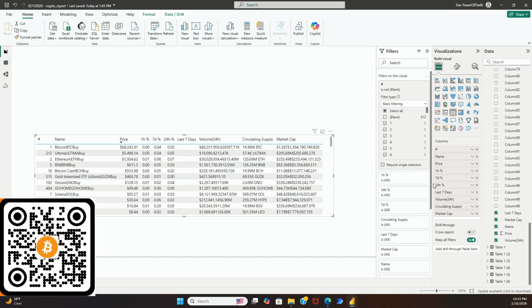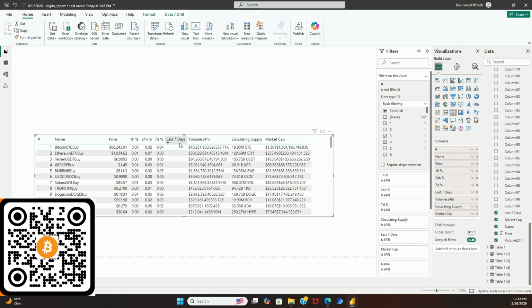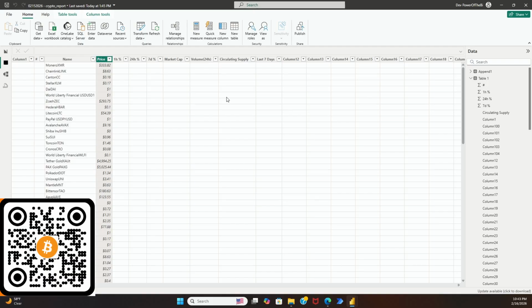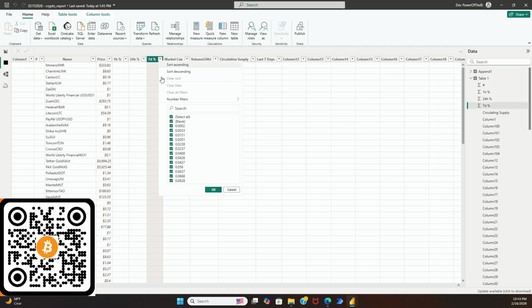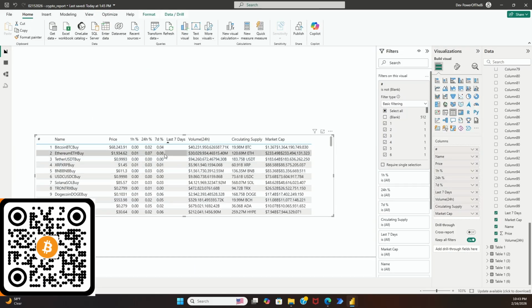Let's move this 7-day percentage down below the 24-hour percentage, because we've got 1 hour, 24 hours, 7 days. Then we've got last 7 days. So let's see who's the strongest for the last 7 days. And for some reason, last 7 days, it's not giving us any values. Let's go over to the data view and see if we have any data for the last 7 days. And we do. So why are we not getting values? Not totally sure. We'll figure that out over the next 16 videos, next 16 lessons or so.